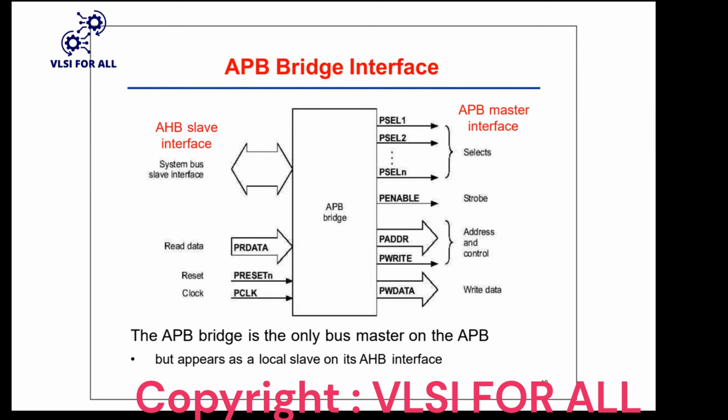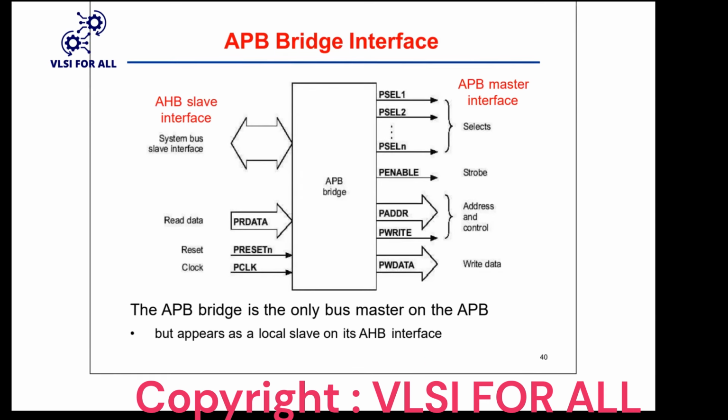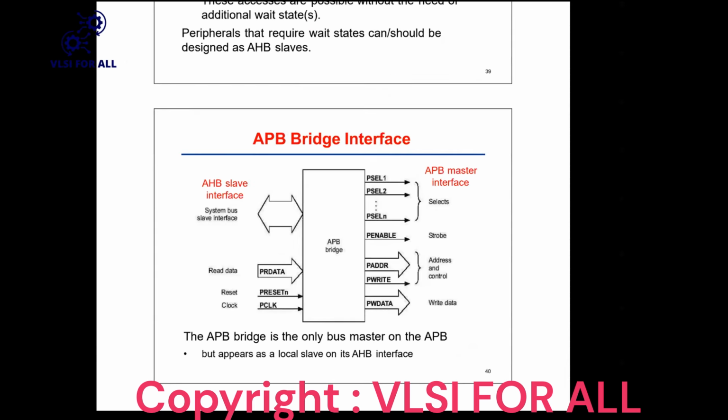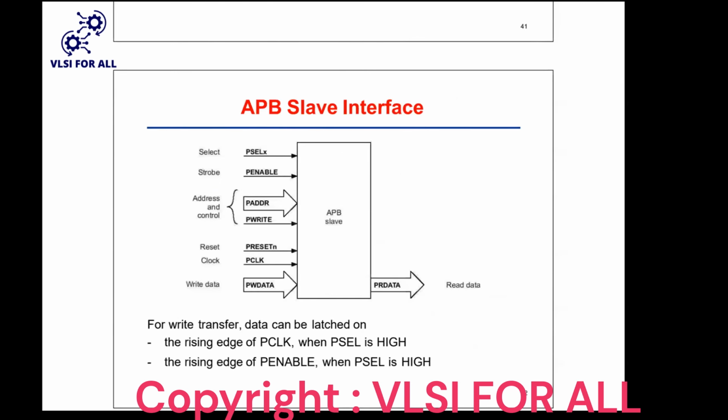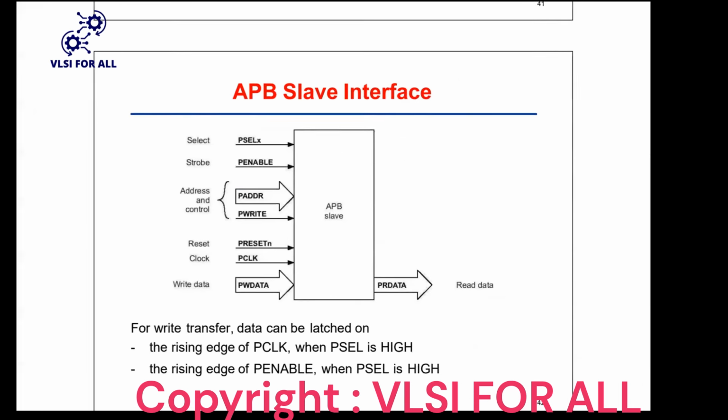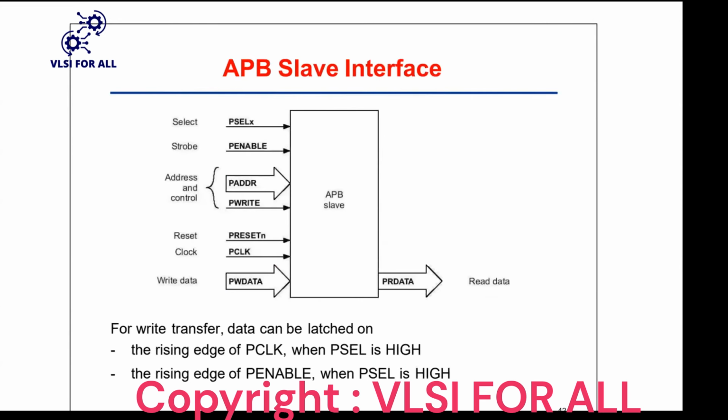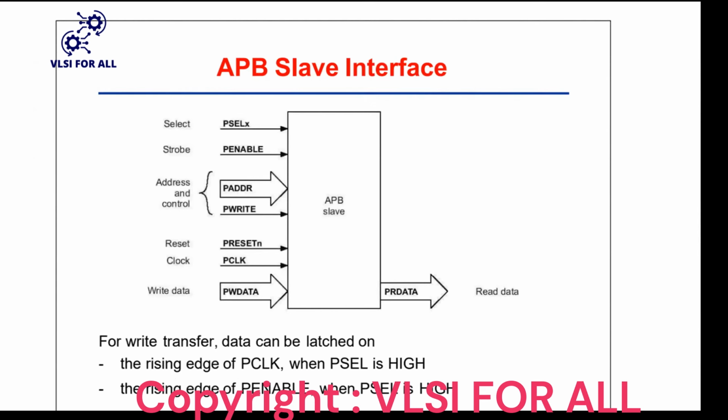that we already have seen. But one more concept, the bridge concept, why we require it, I would like to clear out. Main bridge concept. Okay, here it is a slave. So from the slave's point of view, what signals will it receive from the master? It will receive the select signal, enable signal, address signal and write signal, address and control, reset and clock as global signals, and write data.